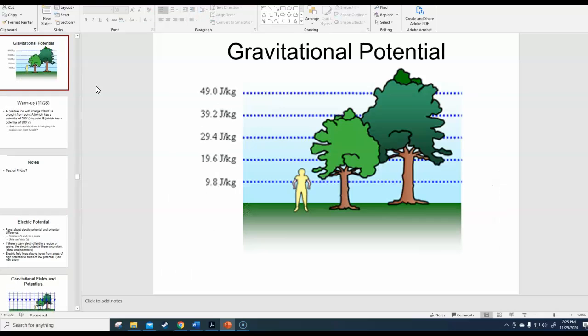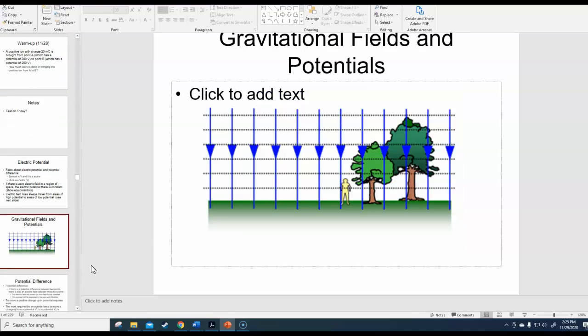So on the last slide, I showed you pictures of gravitational potential lines. In other words, these would be what I would call gravitational equipotentials, or lines where the gravitational potential is the same everywhere. And if you were to sketch in the gravitational field lines, they would look something like this. The gravitational field would go down towards the ground, and they would always be going from a high gravitational potential to a low gravitational potential. In the same way, electric field lines always point from high electric potential to low electric potential.